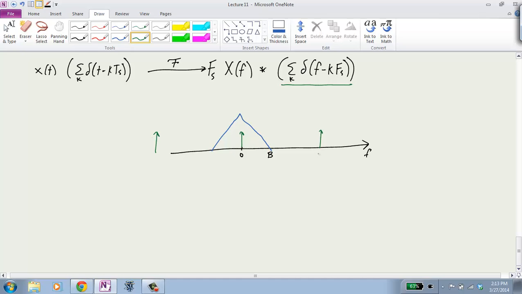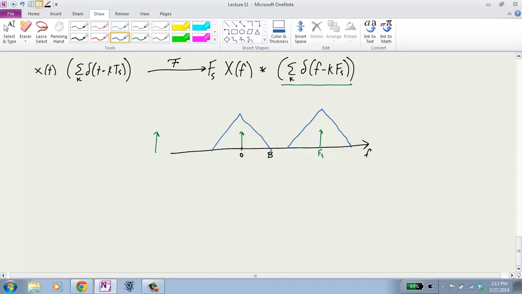And these now are occurring at Fs and 2Fs and so forth. So when we do the convolution, we're going to get repeats of the spectrum. Okay.